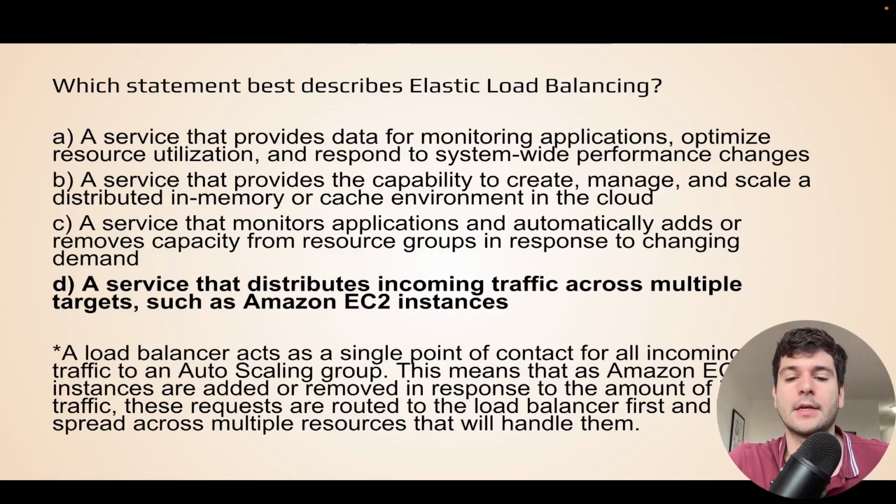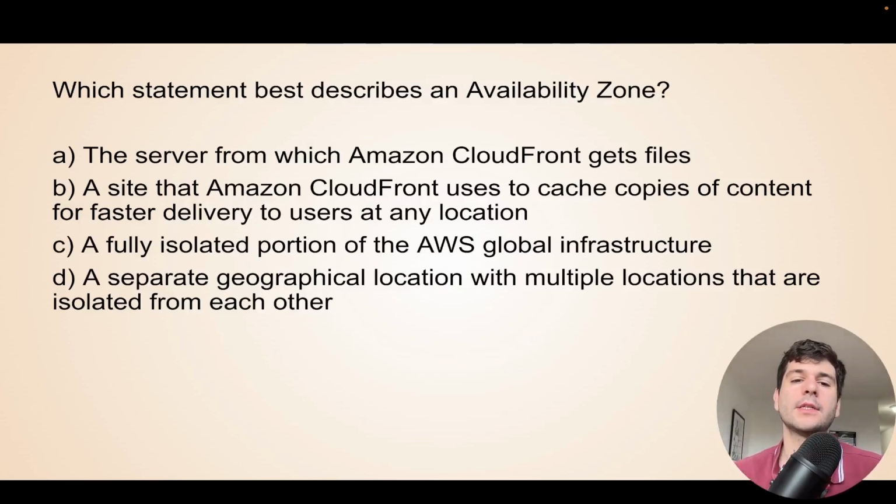This means that as Amazon EC2 instances are added or removed in response to the amount of incoming traffic, these requests are routed to the load balancer first and then spread across multiple resources that will handle them. So I guess hence the name balancer. All right, next question. Which statement best describes an availability zone?